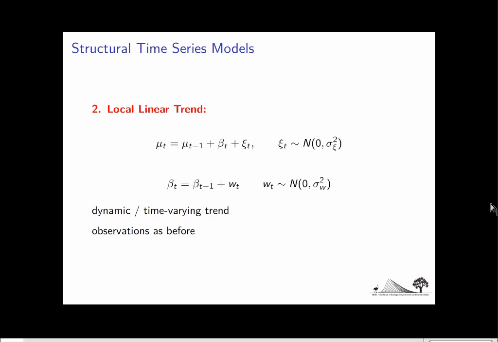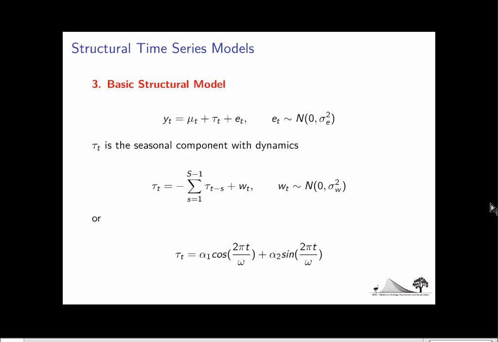And in the basic structural model, you add seasonality. So you have short-term updates: you have the mean, you have seasonal updates, you have errors, that's the observation process. And you can model seasonality in two ways. If you have four quarters, the seasonal effects sum to zero.